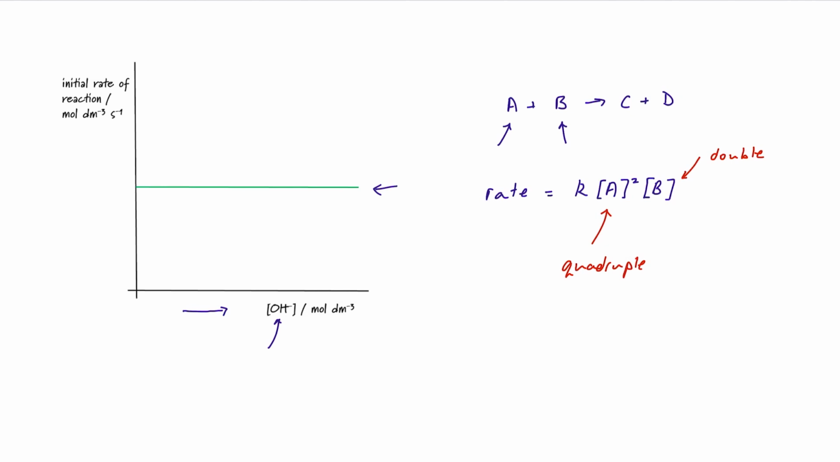If changing the concentration of one of these reactants had no effect on the rate of reaction, it would be said to be zero order with respect to that reactant, and it wouldn't appear in the rate equation. And K is our rate constant.